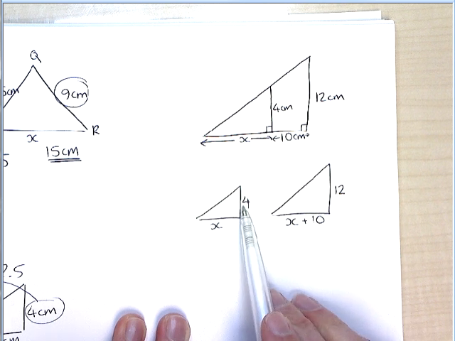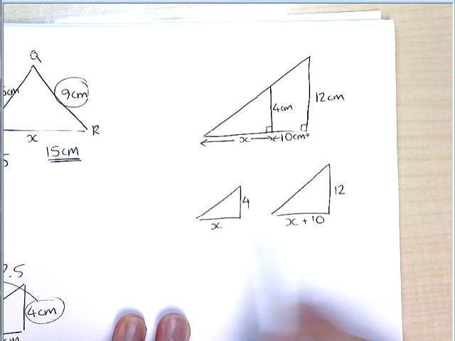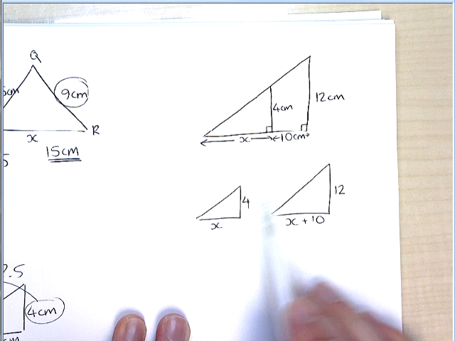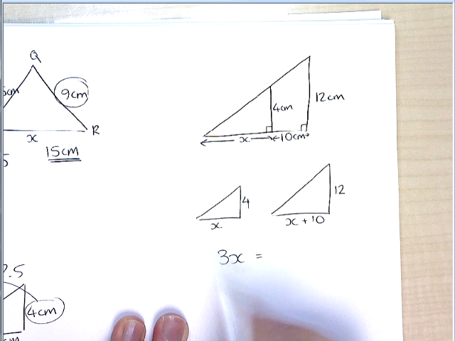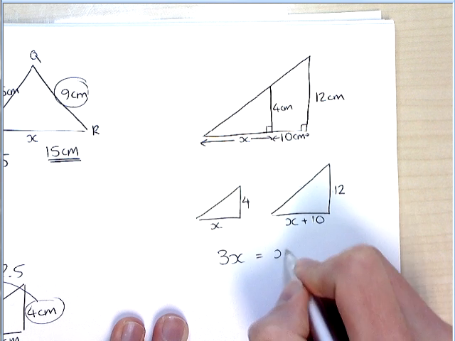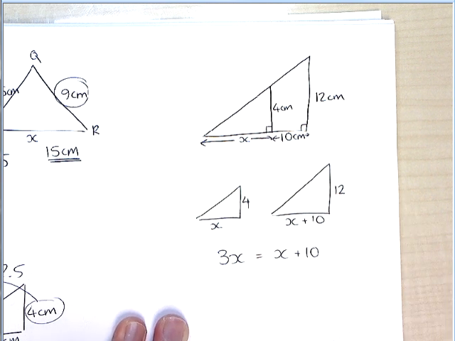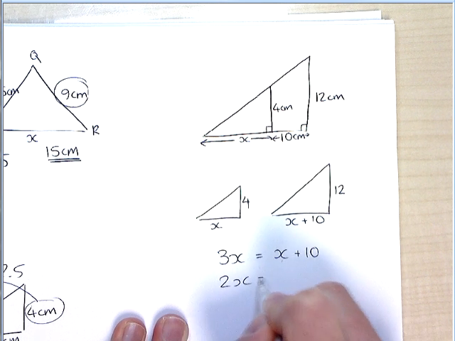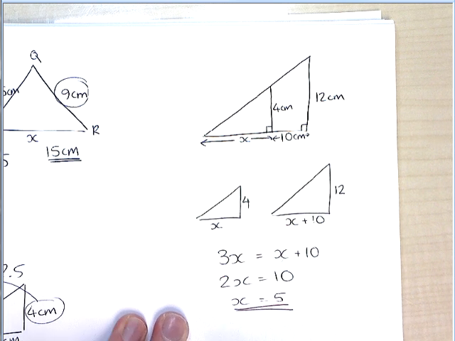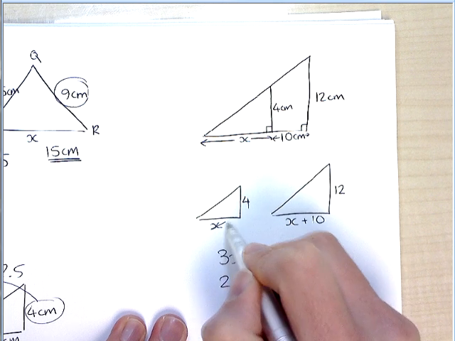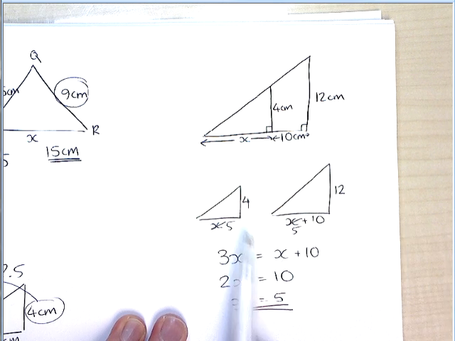So we know the scale factor is timesing by 3. So this one times 3 must be equal to that one, following the scale factor. So 3 of those, 3 x's, must be equal to that. Now we've formed an equation which we can solve by subtracting an x from both sides to get 2x is 10, and therefore 1x is 5. And if you put that in, if this is 5, does it follow the scale factor? Times 3, 5 times 3, 15.